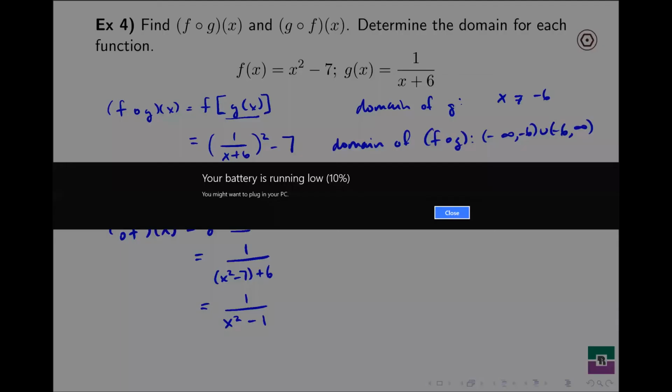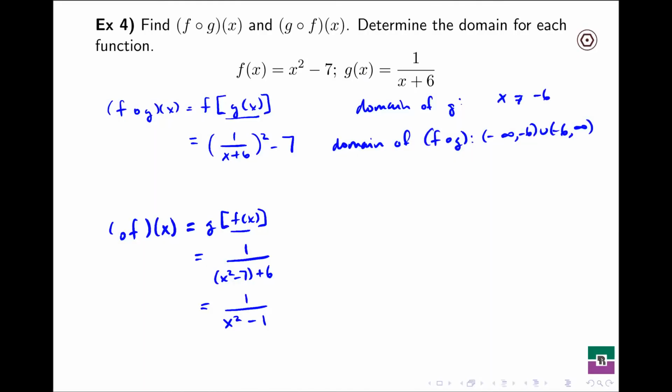Let's look at the other example here. G composed with f of x, which was g of f of x. Now the chain is reversed, and it's got to go through f first, and then be able to go through g. Look at the function f of x, x squared minus 7. It can take anything. All x values are going to be able to pass through that first part. But whatever comes out has to go through g, and g can't take a negative 6. So the output f of x cannot equal negative 6.